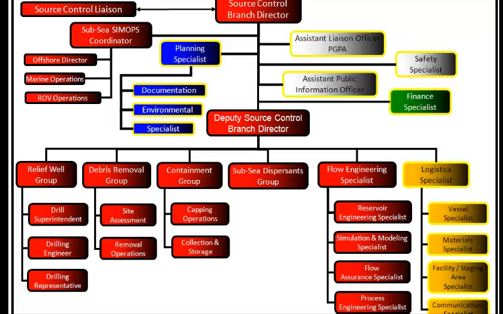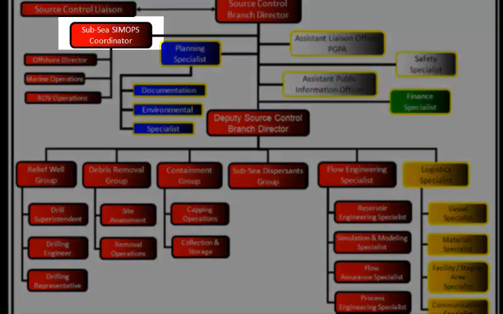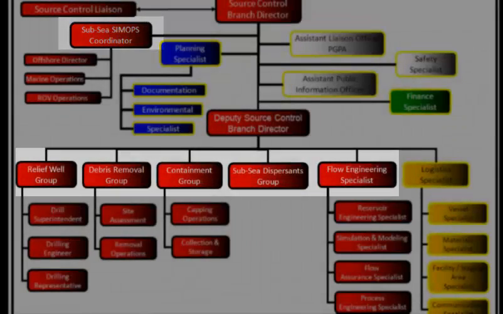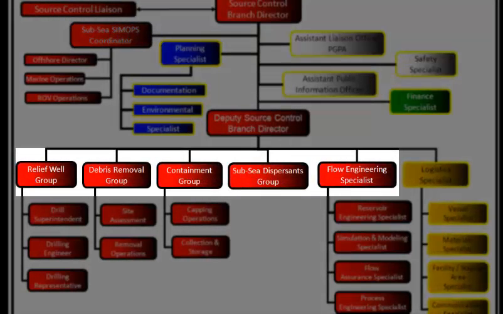And then the other red boxes are specific to the subsea well control group or well control branch, and they have their own specific functions. As you can see here, subsea SIMOPS, which is simultaneous operations, the relief well group, the debris removal group, containment group. Containment means containment of the well, subsea dispersant group, and flow engineering specialists.